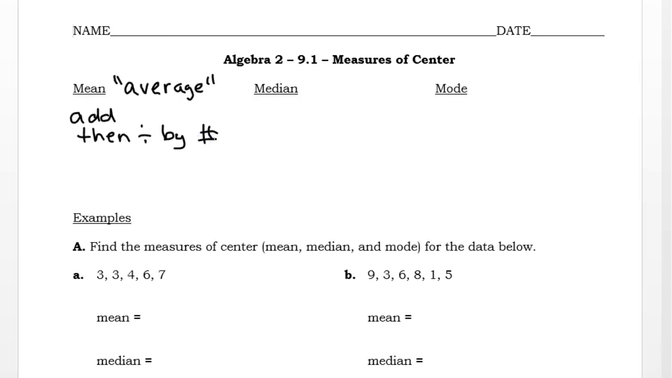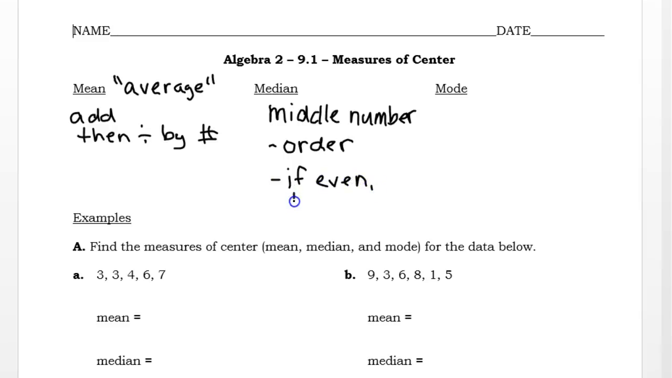The median is the middle number. So you would have a list of numbers and then make sure that list of numbers is in order from lowest to highest, and that you can cross off to find the middle. And if you have an even number of numbers, then you want to find the mean of the middle two.